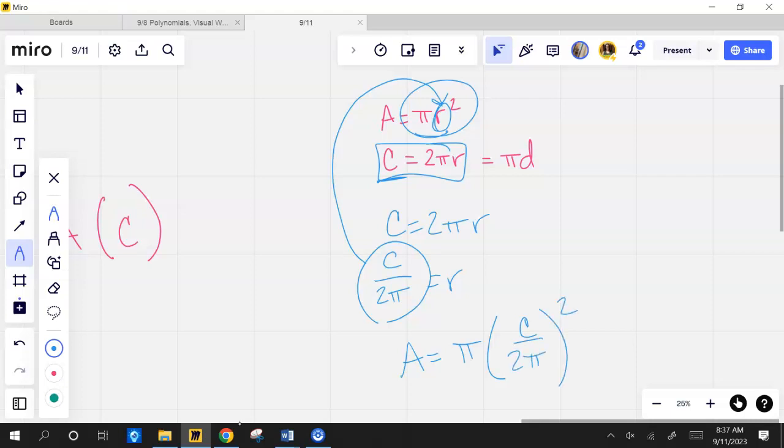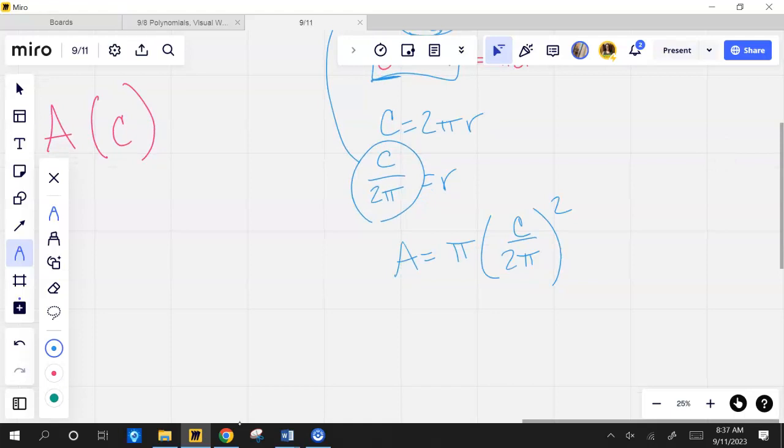Now I've written area using only circumference. I could, for right now, if I wanted to clean it up, write pi times c squared over 4 pi squared. One of the pi's cancels out. No, it won't. What?